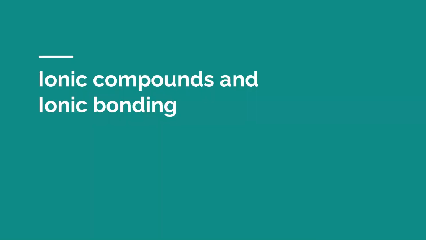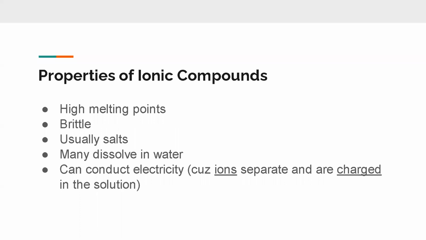So basically, ionic compounds and ionic bonding. Here are some properties of ionic compounds. They've got high melting points, they're brittle, they're usually salts, they can dissolve in water, and they can conduct electricity because they're ions, and ions are charged, as we just learned. So because they're charged, they can conduct electricity.